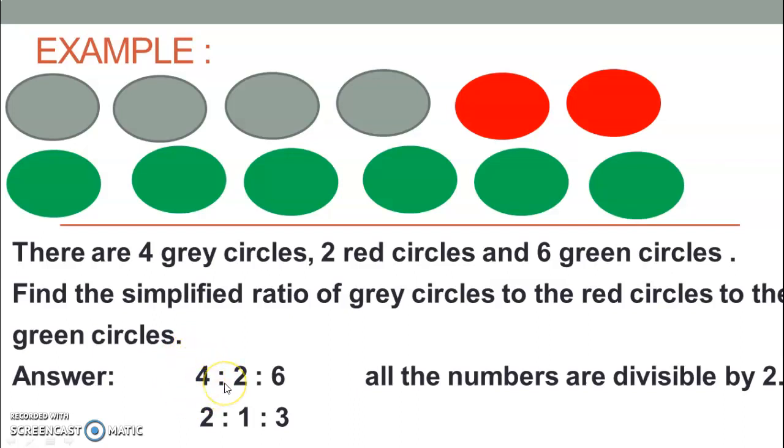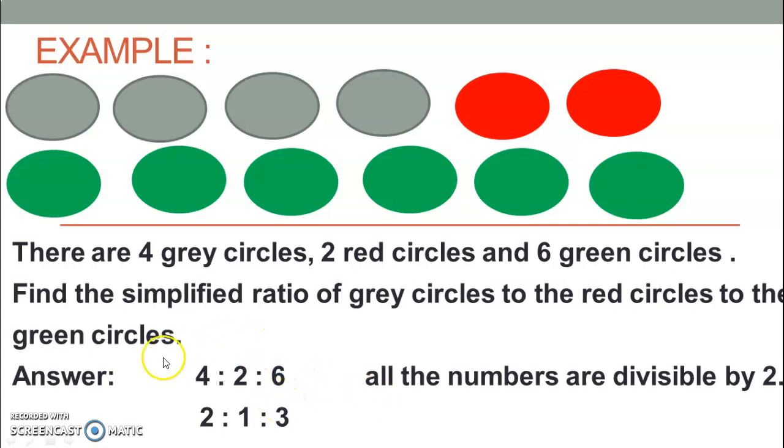4, 2. Then as red circles are asked, you will write how many red circles there are. 2 red circles are there. And then green circles are asked, so you will write the colon sign and 6. Then you have to find the simplified form.